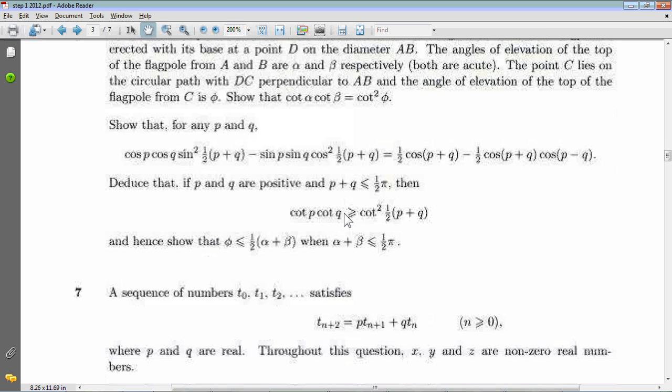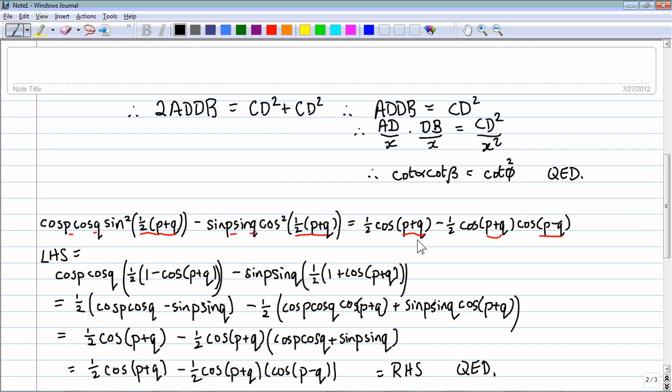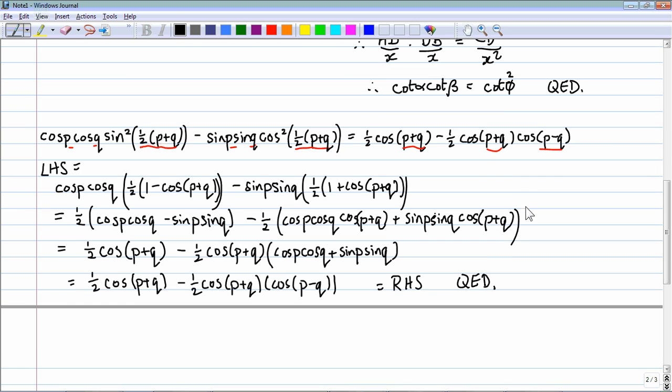Deduce that if p and q are positive and p plus q is less than or equal to pi over 2, then cot p cot q is greater than cot squared of half (p plus q). Okay, so we're going to have to use what we've just proved to get to a form like the one we had in the beginning of the question, to make this connection. So the form we had in the beginning of the question, cot alpha cot beta equals cot squared phi. So we want cot p cot q and, on the right hand side, cot squared of half (p plus q), I think, yeah. Okay.